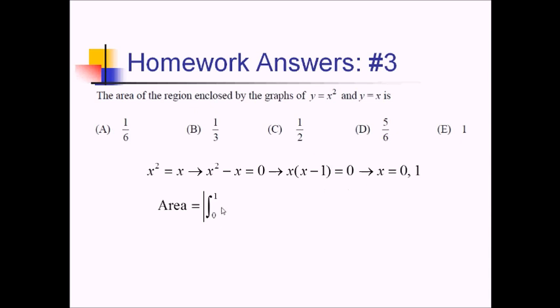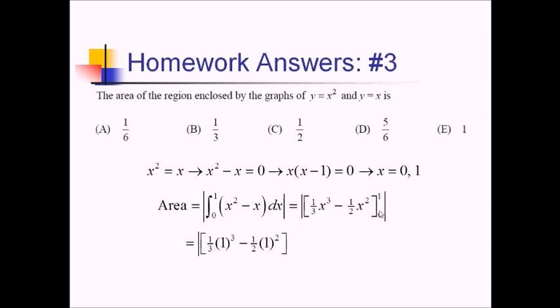And for the stuff inside here, my integrand, I'm just doing one function minus another, so x squared minus x dx. Taking my antiderivative, that's 1/3 x to the third minus 1/2 x squared, evaluated from 0 to 1. And that's all this with 1 plugged in, minus all of this with 0 plugged in.